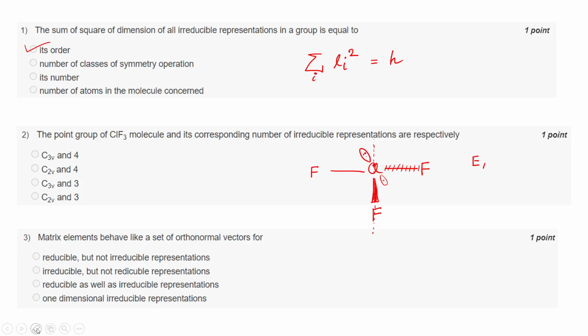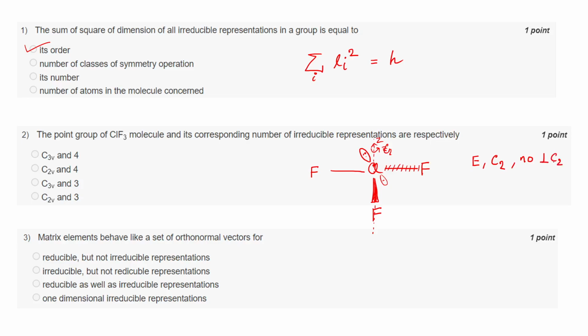Now, upon a C2 along this, suppose this is my z axis, what will happen? This will come here, this will go there, F will remain at its position, and this will come to here. So C2 is there. Are there any perpendicular C2 or not? There are not, because of this lone pair.